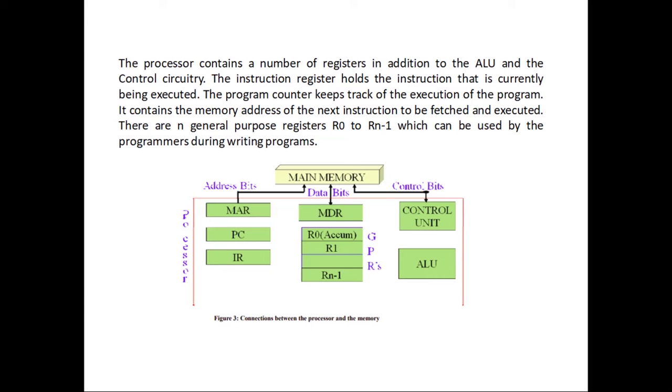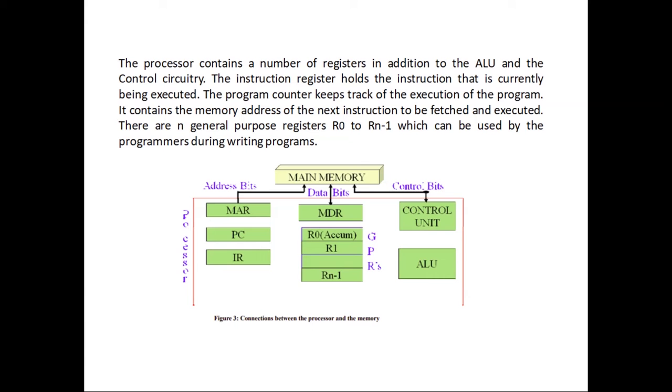Understand? The program counter is just above that one. You can see the program counter keeps track of the execution of the program. What is the next instruction to be executed? That is held by the program counter. It contains the memory address of the next instruction to be fetched and executed.